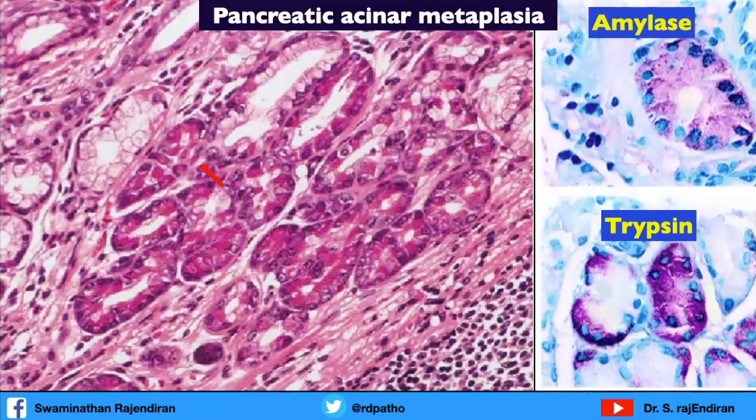Sometimes the stomach can show acinar structures resembling pancreas. Then it is known as pancreatic acinar metaplasia. This can also happen in the small intestine. There, when you do staining for amylase or trypsin, it will be positive. But on HNE itself, you can see pancreatic acinar-like structures in the GIT. Then it will become pancreatic acinar metaplasia.